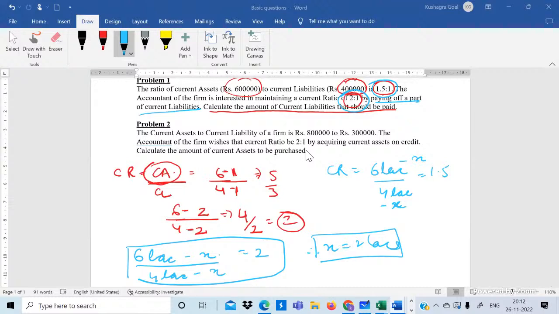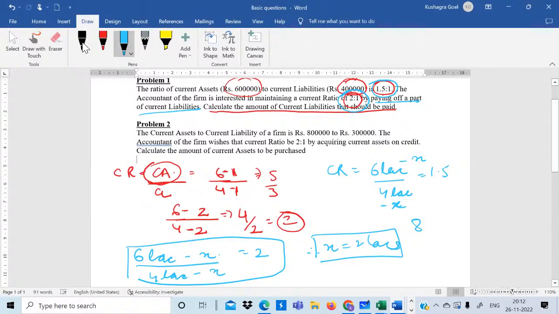Okay, I've got 2 lakh, Prithpal, 2 lakh, current assets to be purchased, 2 lakhs. Fine. The correct answer is 2 lakhs. So you're struggling with the first one, but now the second one is easy. So for the second one again, what will I do?